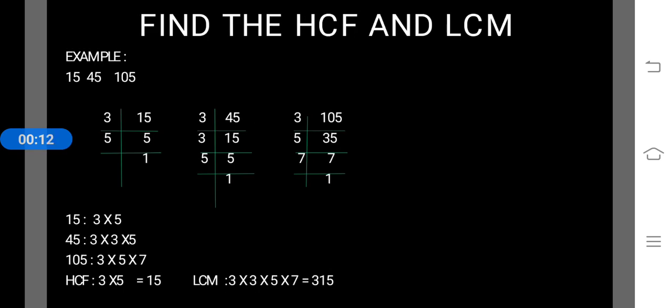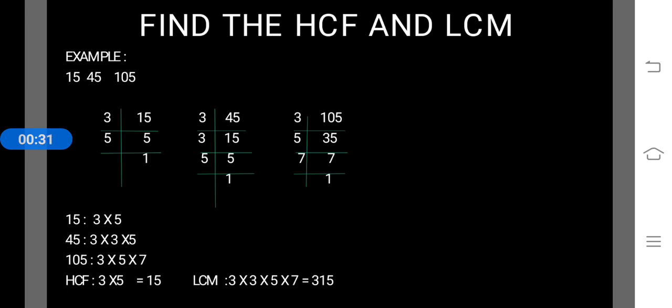For example, 15, 45 and 105. 15 is factorized as 3 into 5. 45 is factorized as 3 into 3 into 5. And 105 is factorized as 3 into 5 into 7.